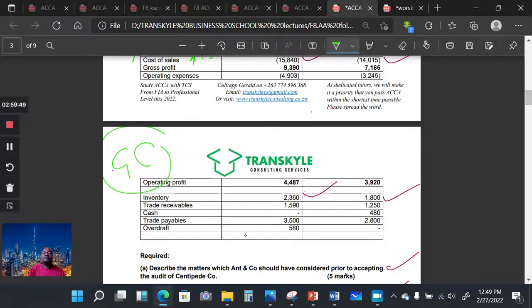All right, you can also go to the actual figures without doing any computation. For example, in 20x5 we had some cash balance of 480, and this has dropped to a zero cash balance. Okay, this is not a good picture for a going concern. All right, and our payables have increased from 2.8 to 3.5, and we have sustained an overdraft of 580.